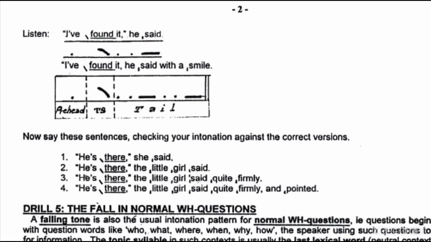The second example, I found it, he said with a smile. So it, he said with a smile, is the tail, because he said with a smile is an explanation in a dialogue or in a conversation.